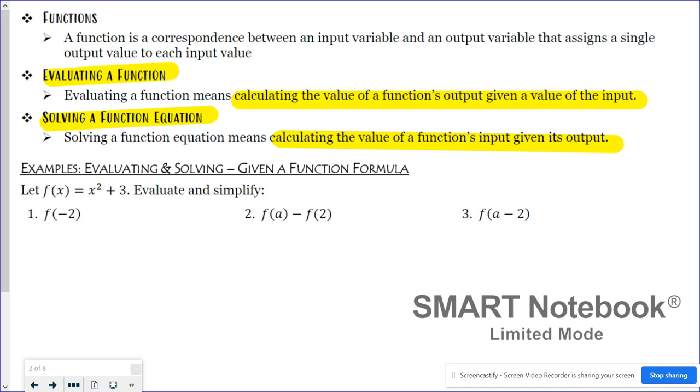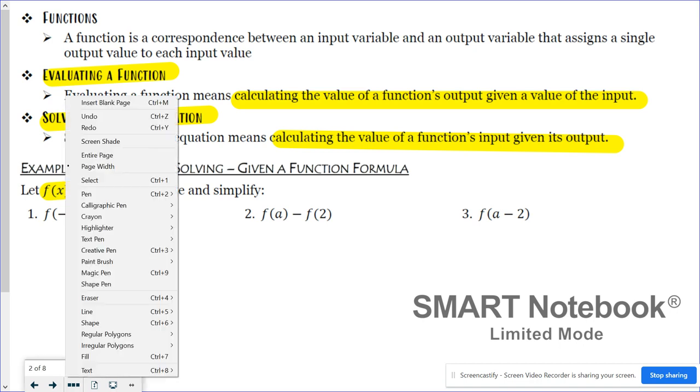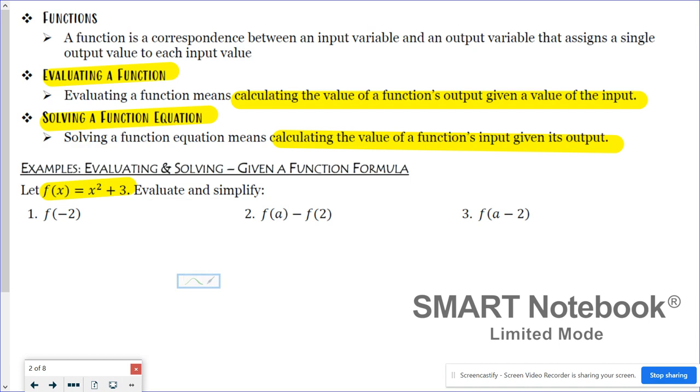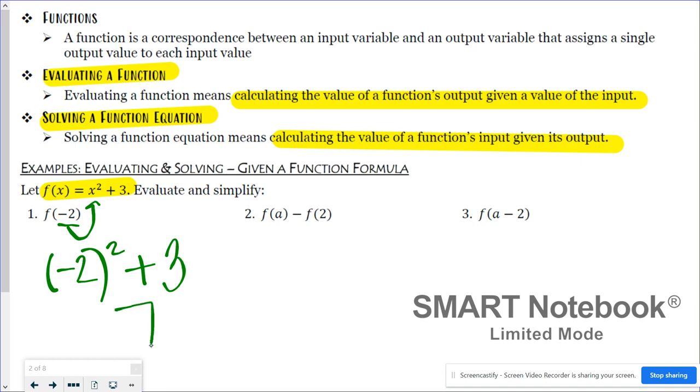So examples 1 through 3, we are evaluating a function, and that function is f of x equals x squared plus 3. So problem number 1, like seriously, you saw problems just like that in chapter 1, right? The -2 is inside the parentheses, so we put it into the function for x, and then we calculate the results. So -2 squared, we know that to be 4, plus 3, we get 7.